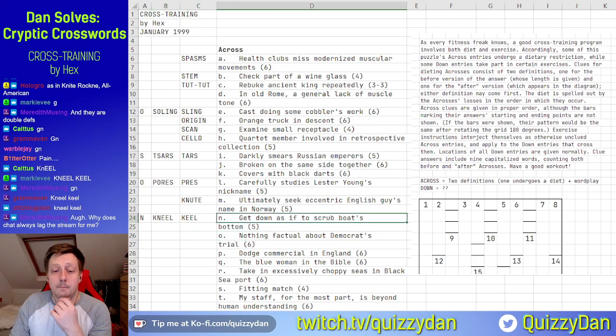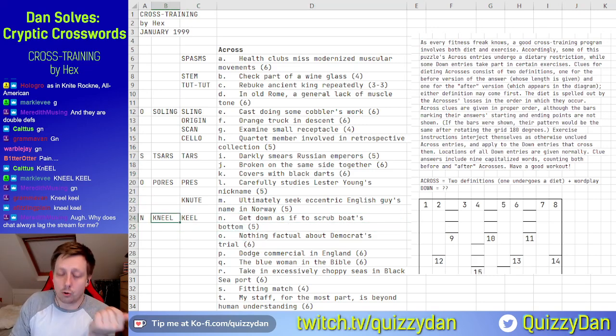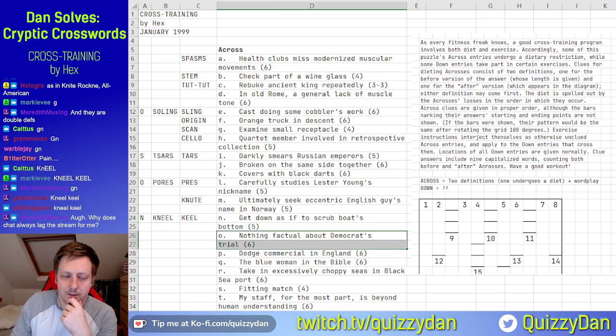And the number in brackets tells you the number of letters in the longer version, which has to undergo a diet, because this is about diet and exercise, because this is a New Year's puzzle from 1999.